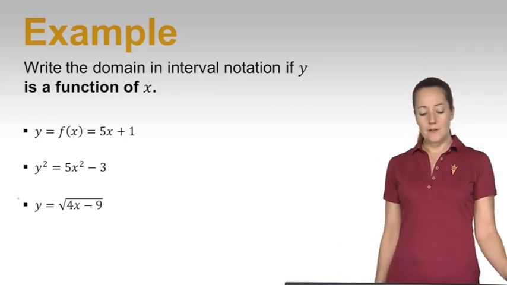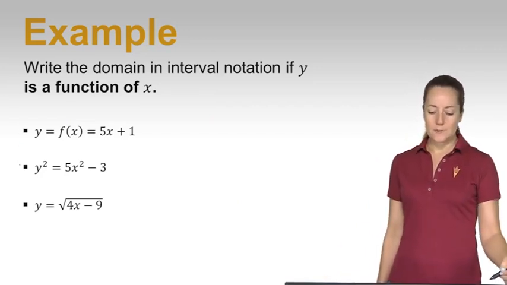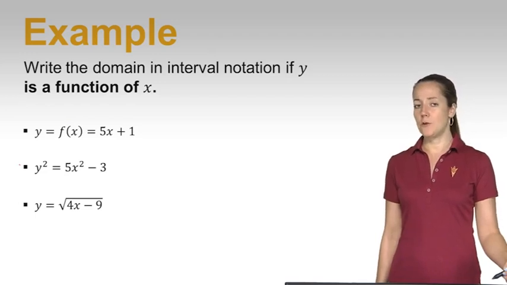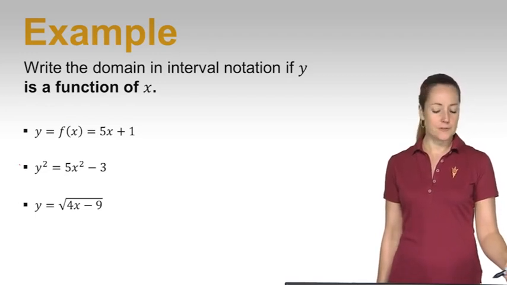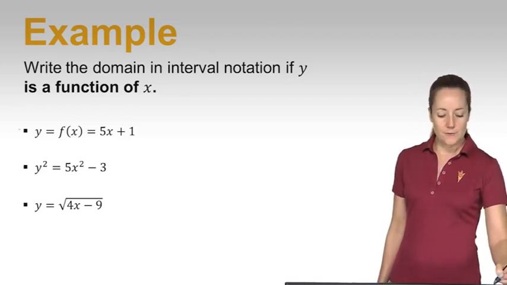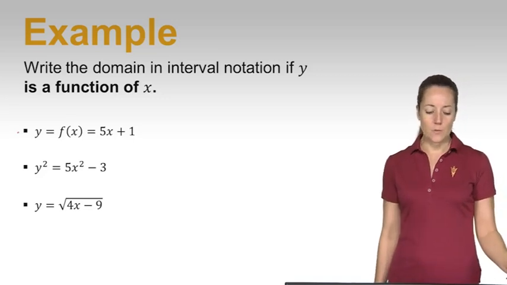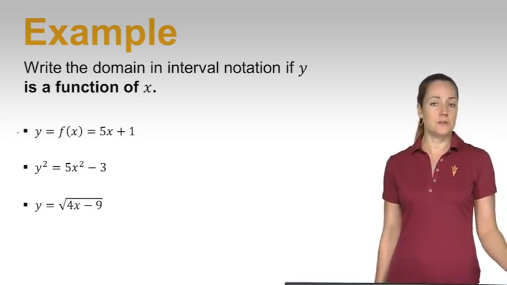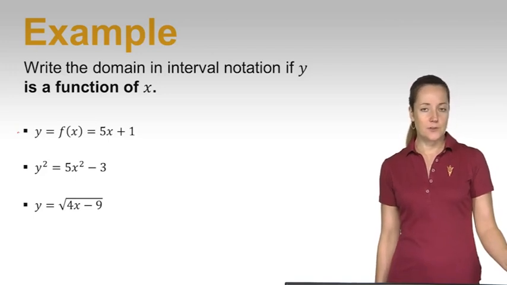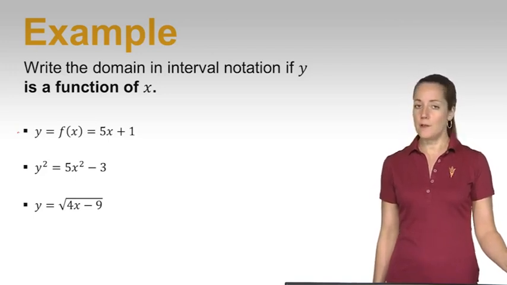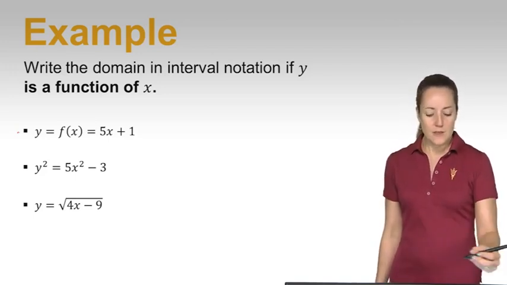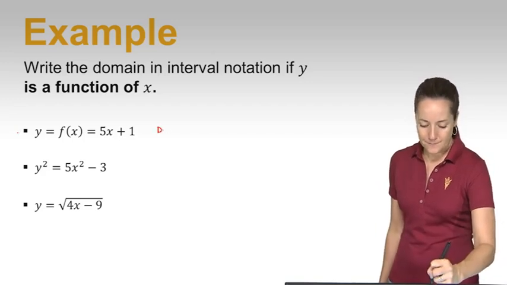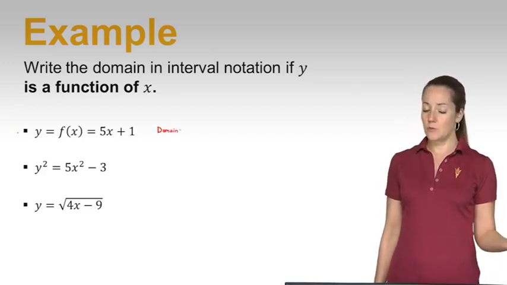Now, looking at function rules and determining the domain. When we're looking at the domain, again, we're looking for all the x values for which the output is defined. The first example here, we have a linear function. y equals, or f of x equals, 5x plus 1. That's a linear function. No matter what number I substitute in for x, I'll get a value for y that makes perfectly good sense. The domain for this particular function is all real numbers.